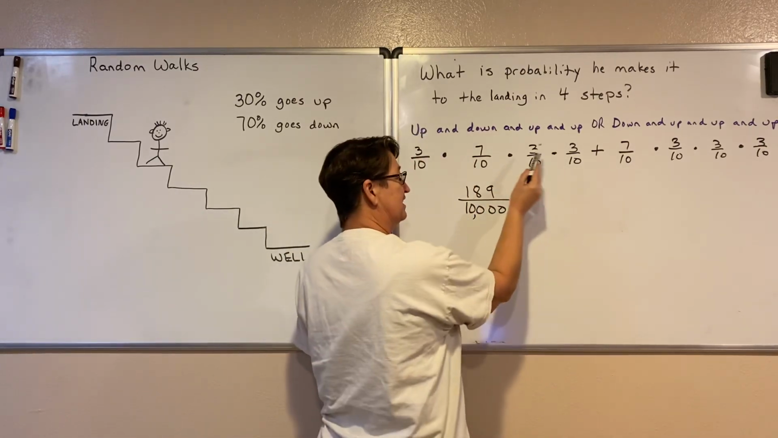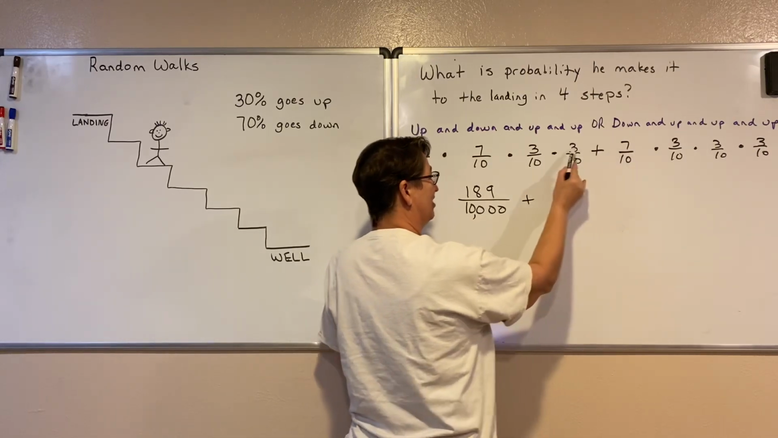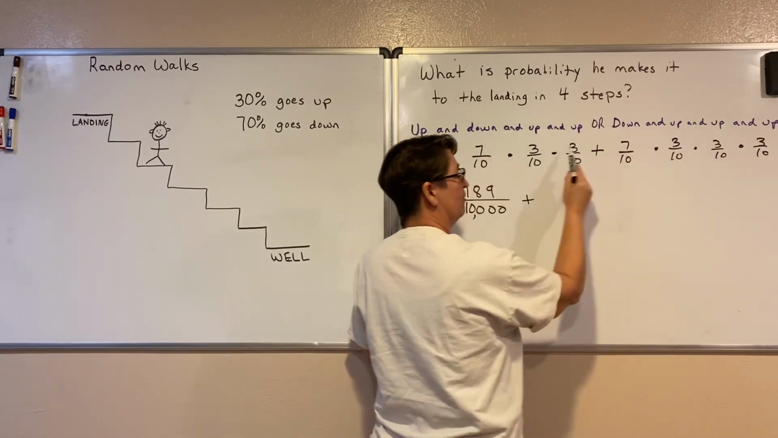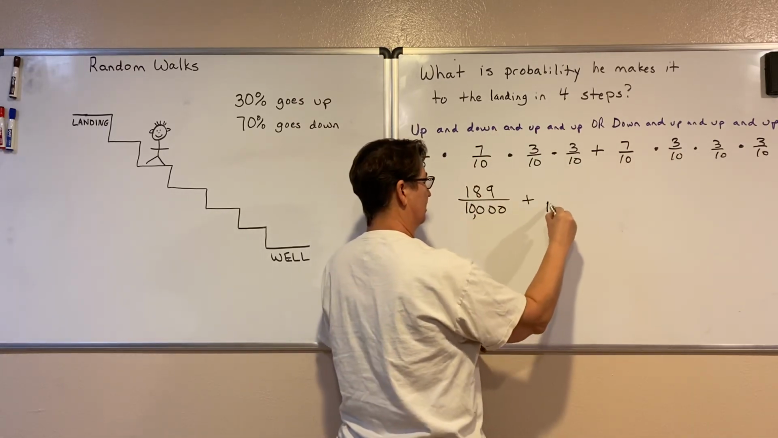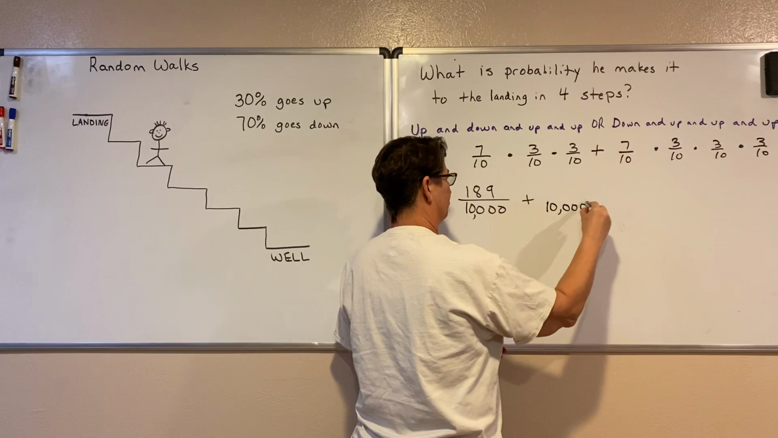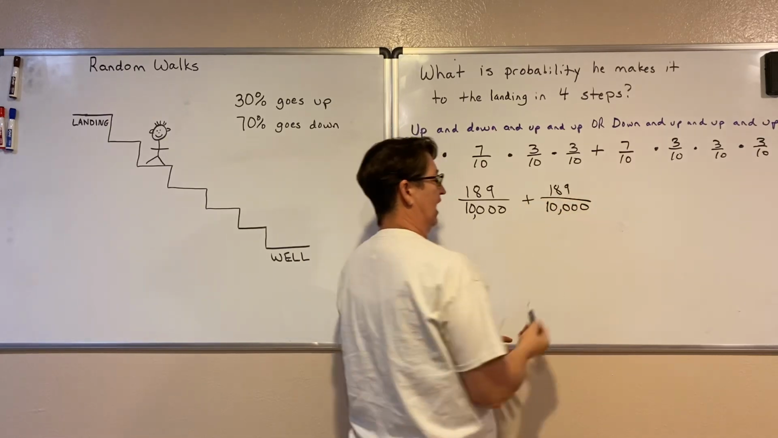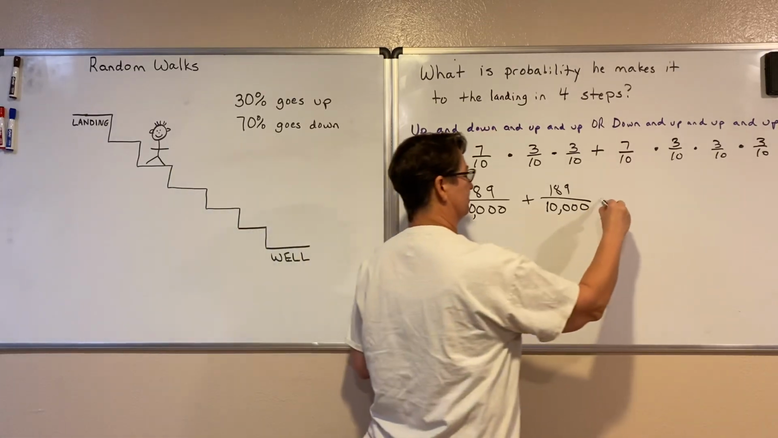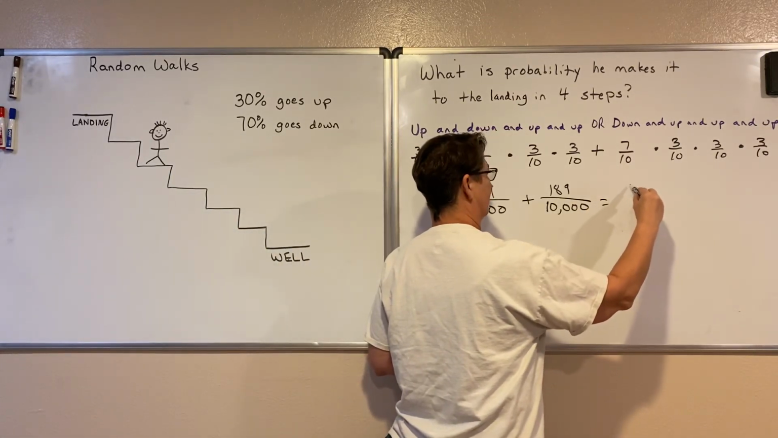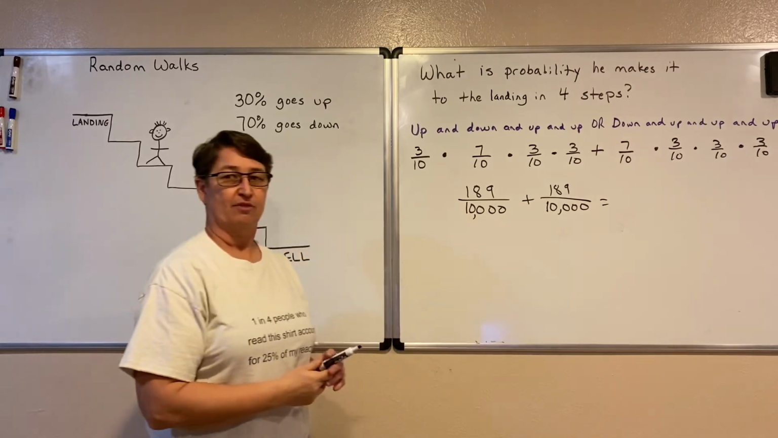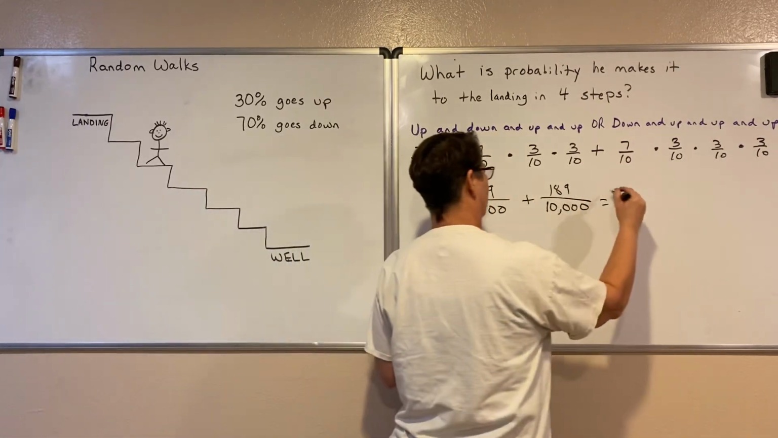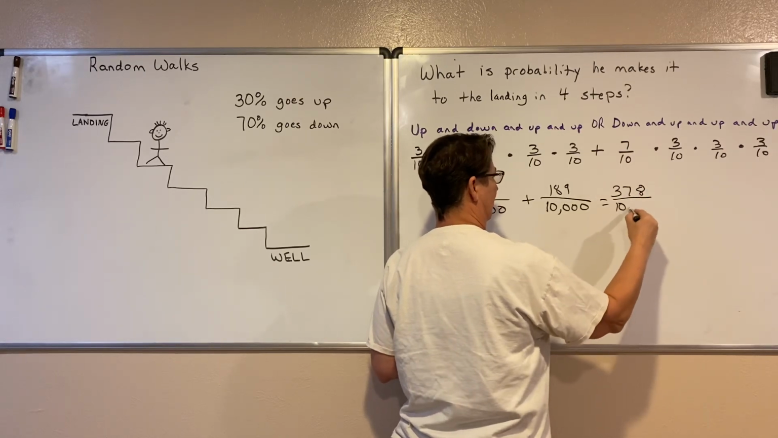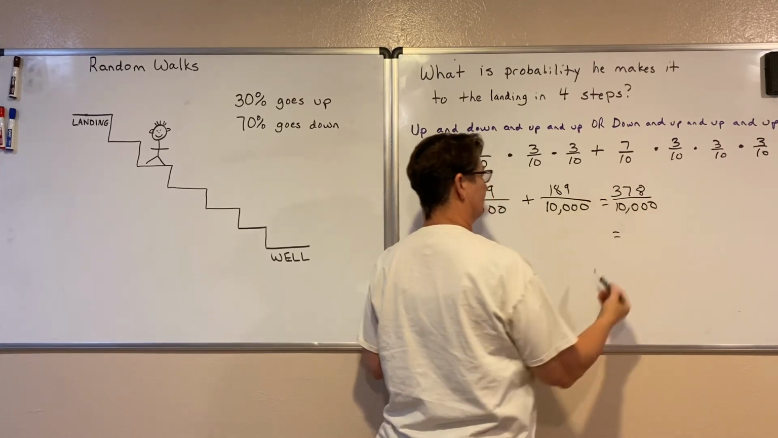Here, notice that this is the same as that. The numbers on top are the same. They're in a different order, but they're the same numbers. So I end up with that same 10,000 and that same 189. So I'm just adding that twice. So I could add it together twice and say that is equal to, let's see, 378 over 10,000, and then reduce from there.